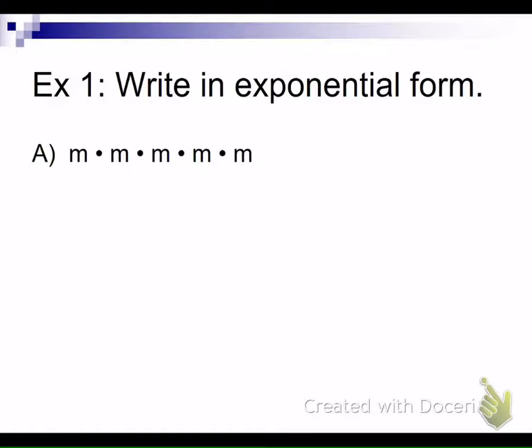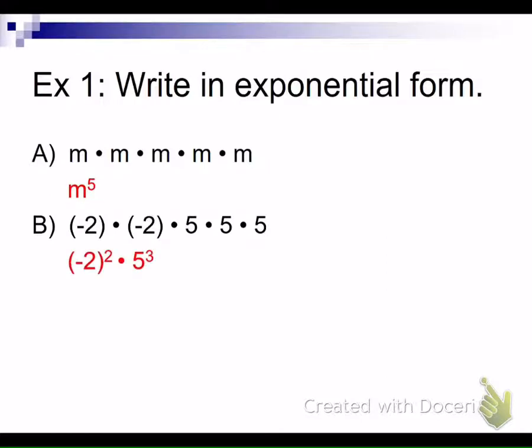It's a review. Example 1, we are going to write in exponential form. So m times m times m times m times m would be m to the 5th. Very good. All right. What about this one? Very good. (-2) to the second. And 5 to the third.